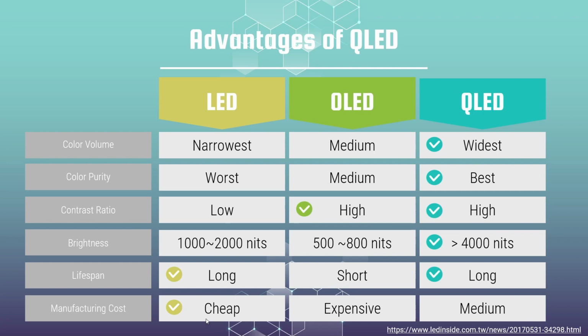Regarding color contrast, while QLED falls slightly behind OLED, it still presents a good color contrast. And for the brightness, compared to the traditional LED, which can achieve 1000 to 2000 nits, and OLED's 500 to 800 nits, QLED can achieve over 4000 nits. QLED also has the advantage of longer lifespan and lower manufacturing costs compared to OLED.